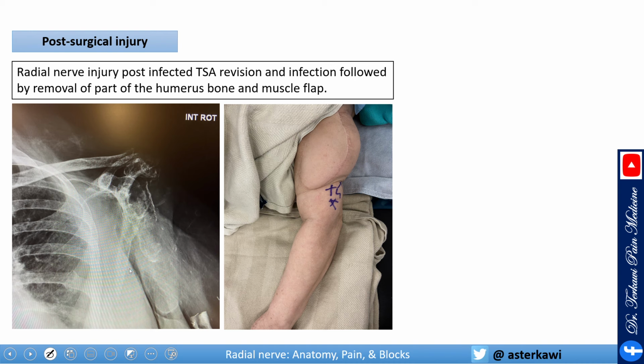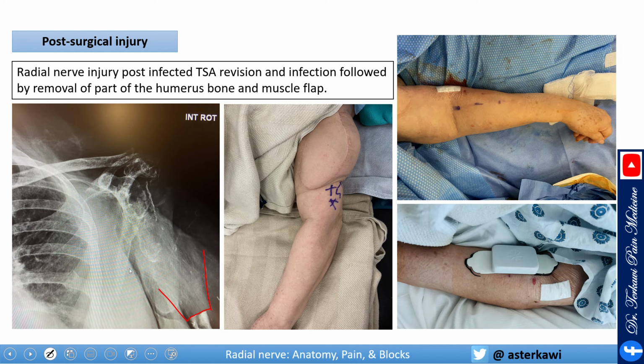This is another patient, post-surgical. This patient had total shoulder arthroplasty, and she had to have a revision. Then the revision got infected. She had another revision. So eventually, she ended up with removal of, as you see, part of the humerus and a muscle flap, and she presented with classic radial nerve neuropathy. So for this specific patient, I started doing nerve blocks for her, and that help didn't last long, and I ended up placing a radial nerve stimulator in this area here.